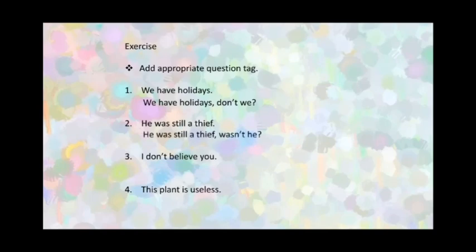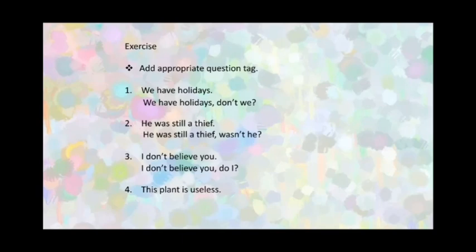Next sentence. He was still a thief. Rewrite the sentence: he was still a thief, comma, wasn't he? Next, I don't believe you. Rewrite the sentence: I don't believe you, comma, do I? Here the sentence is negative, because we have don't, so the question tag will be positive, that is, do I?